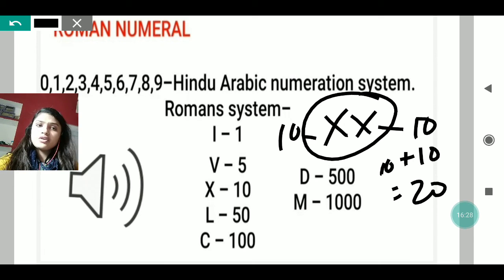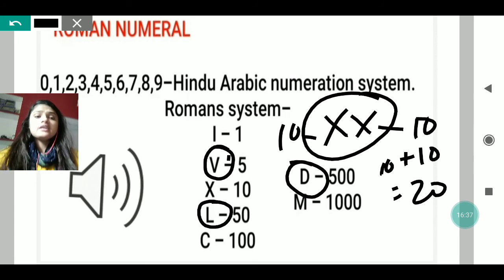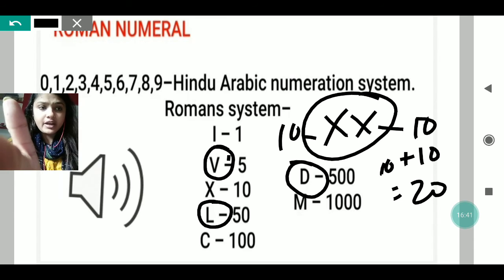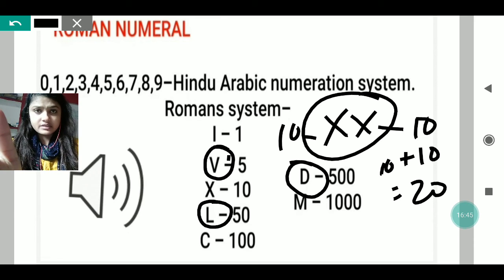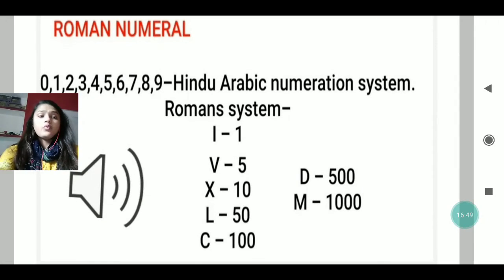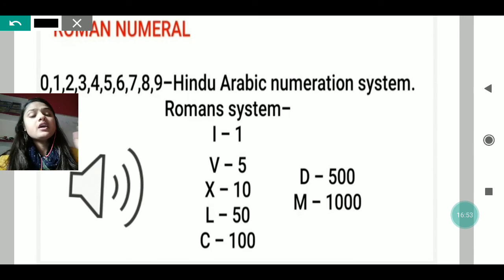Next one was that V, L, and D cannot be repeated. We cannot repeat V, L, and D in Roman numerals.